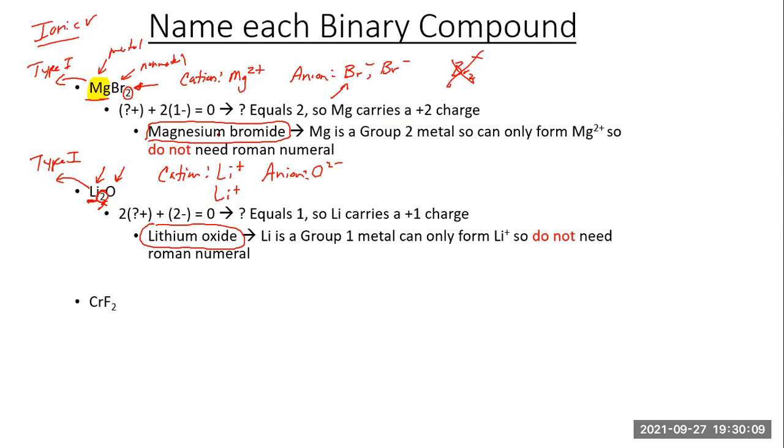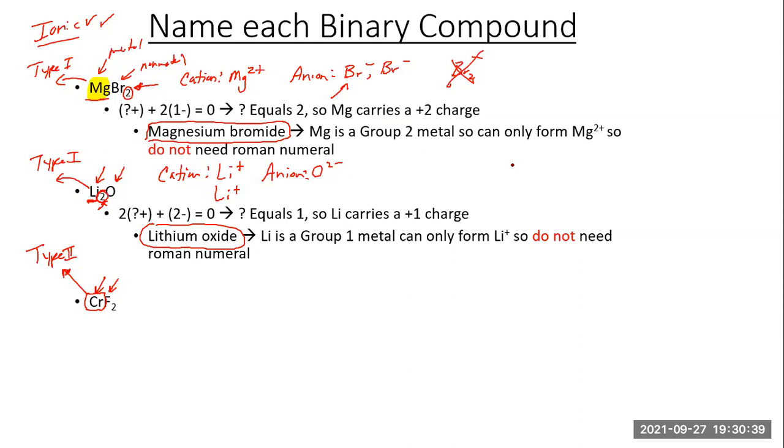Lastly, on this one here, we have CrF2. Cr is chromium. That is a metal. F is fluorine, which is a non-metal. So again, tells us it's ionic. We look at the metal, which is chromium. And if we look at chromium on the periodic table, we see it's in the transition metal region, which automatically really tells us it's a type 2 compound.